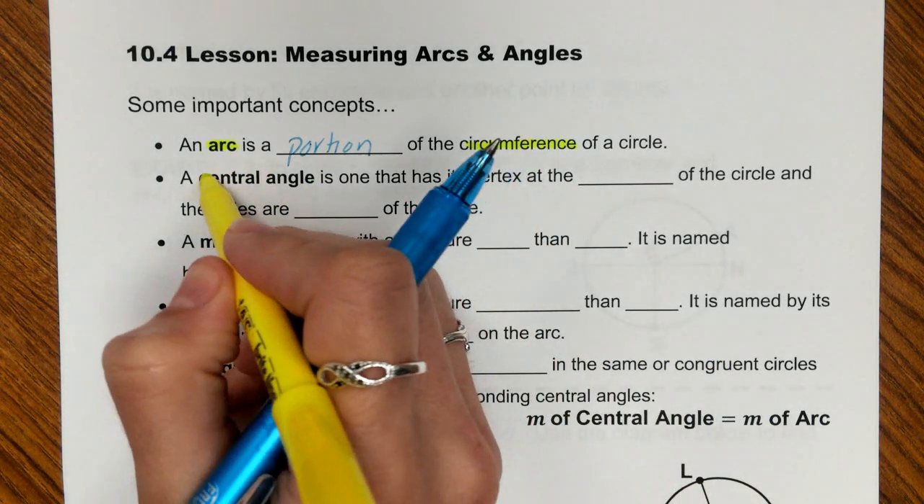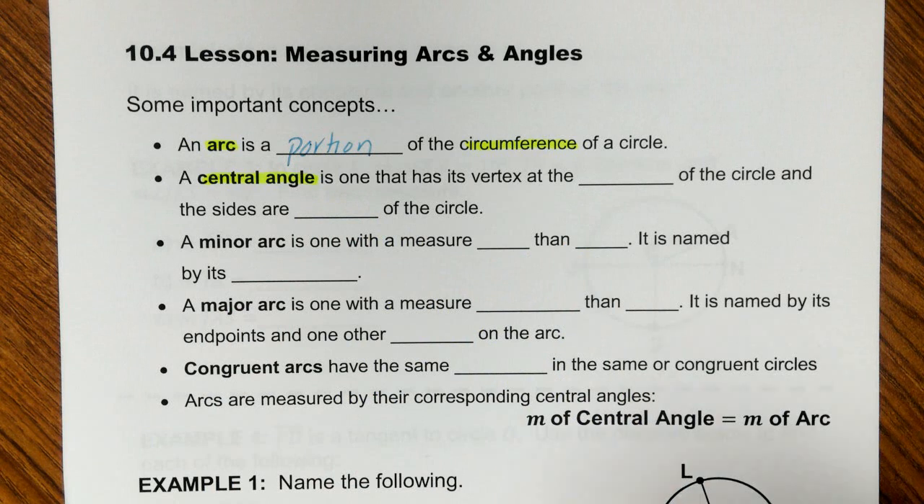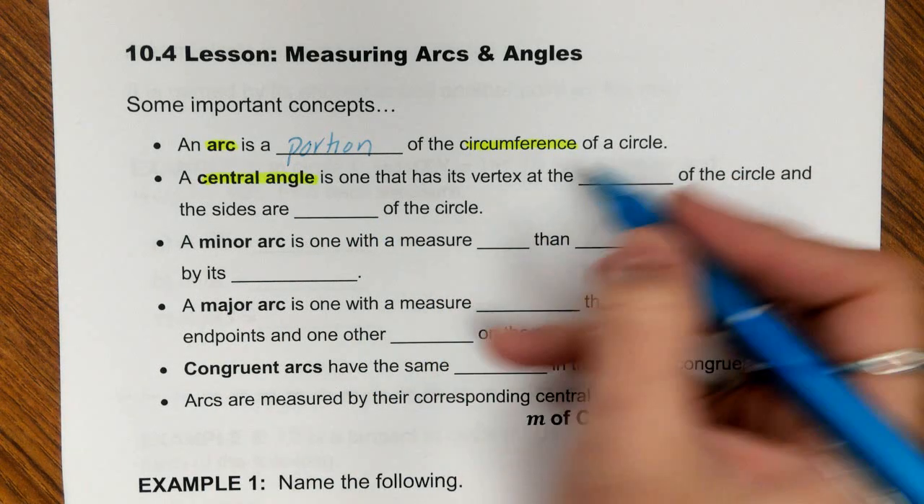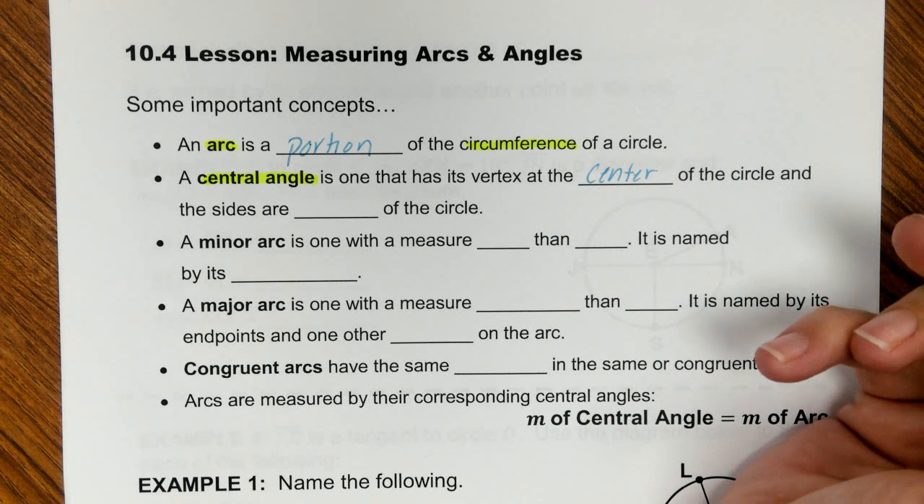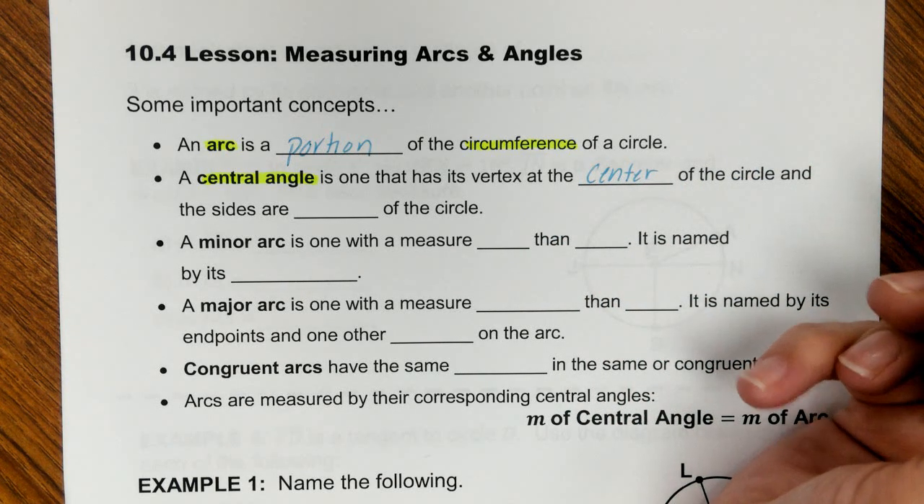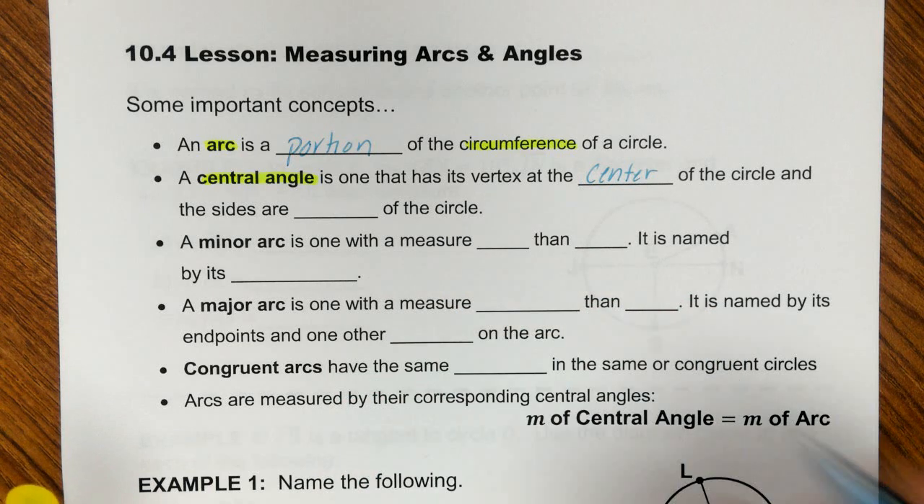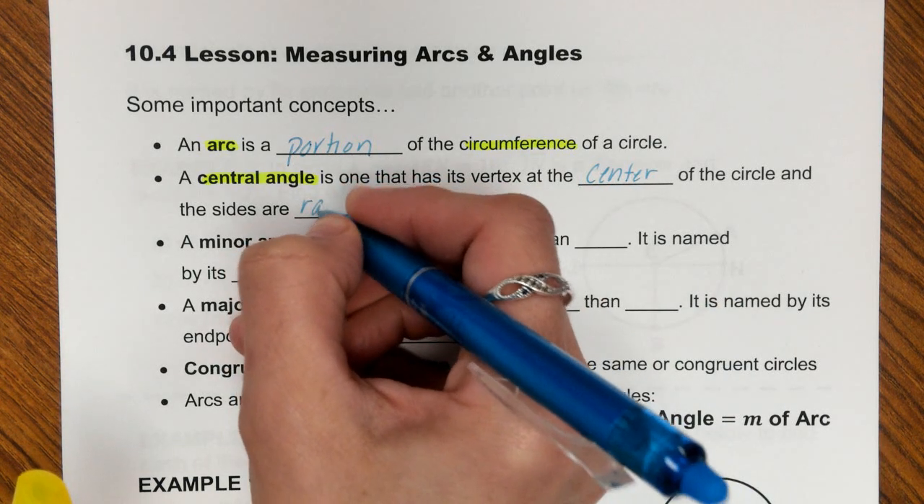You're going to have a central angle. In this, your central angle is one that has a vertex at the center. So that center letter will be where the vertex, it will be the center of the circle. And the sides of this angle are going to be the radii of the circle.